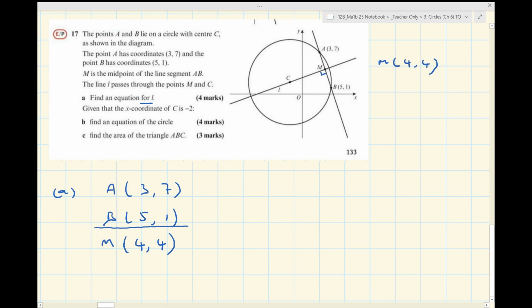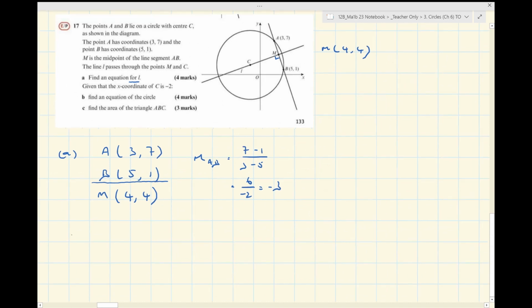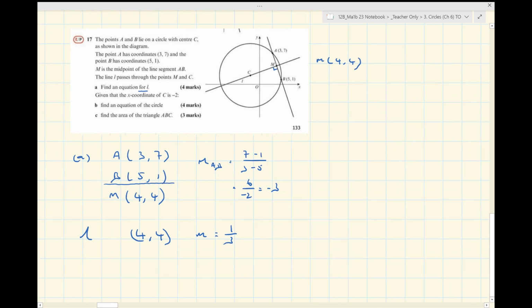I also need the gradient. Well, the gradient of the line L will be the negative reciprocal of the gradient of AB. So let's work out the gradient of AB. The difference in the y-coordinate, 7 minus 1 over 3 minus 5. 6 over minus 2. So the gradient of AB is minus 3. So my line L has got a point on it, 4, 4, and it has a gradient of a third, the negative reciprocal of minus 3.